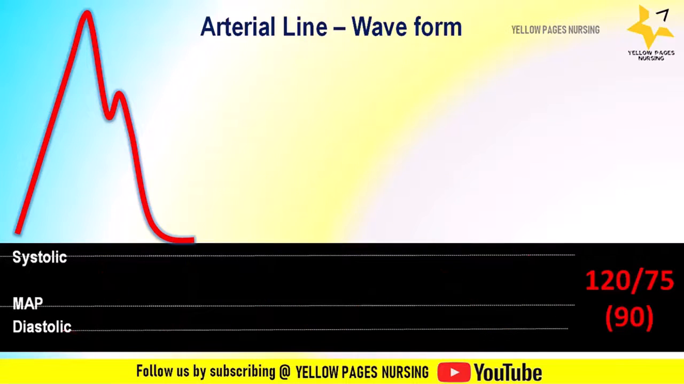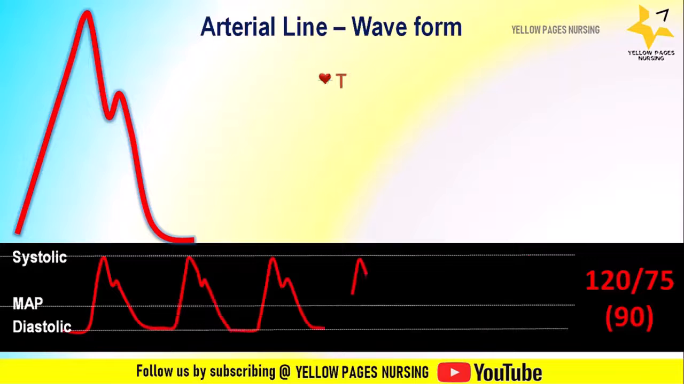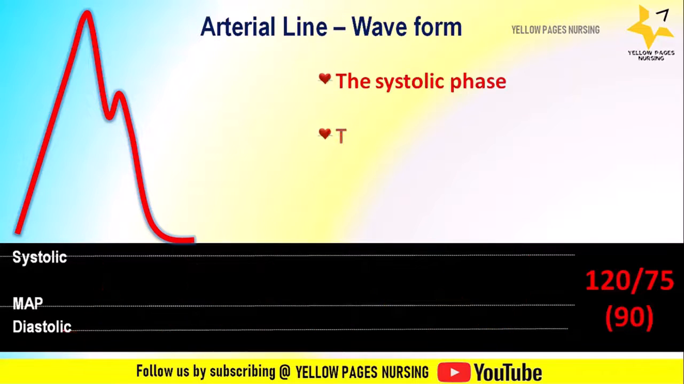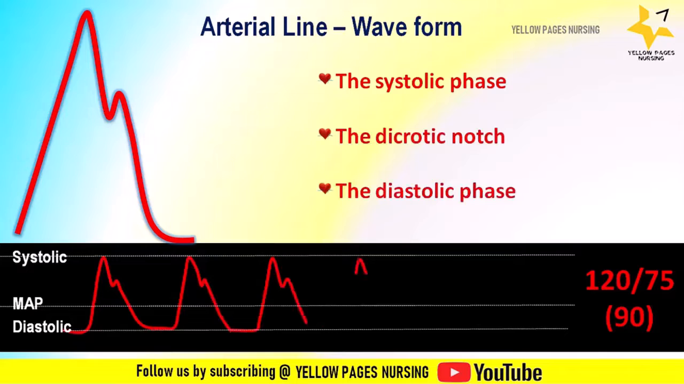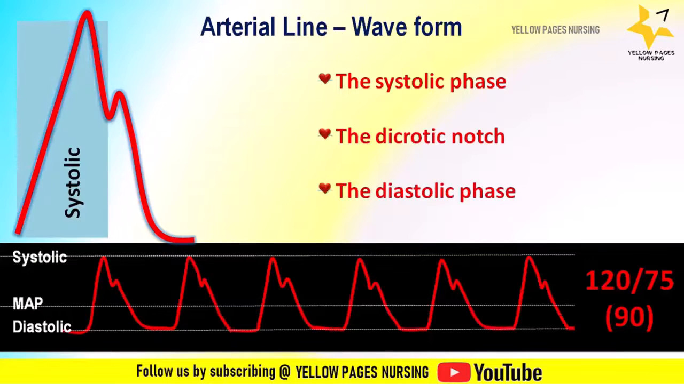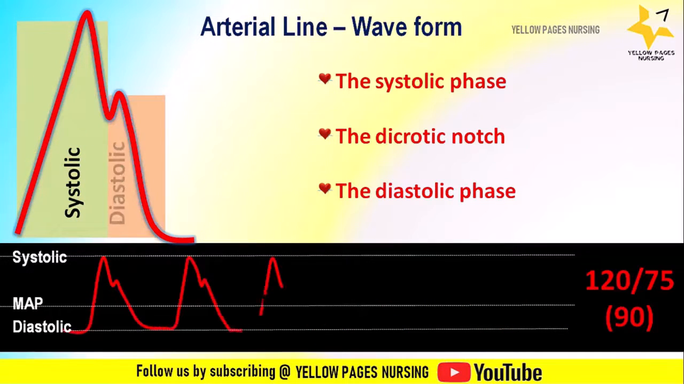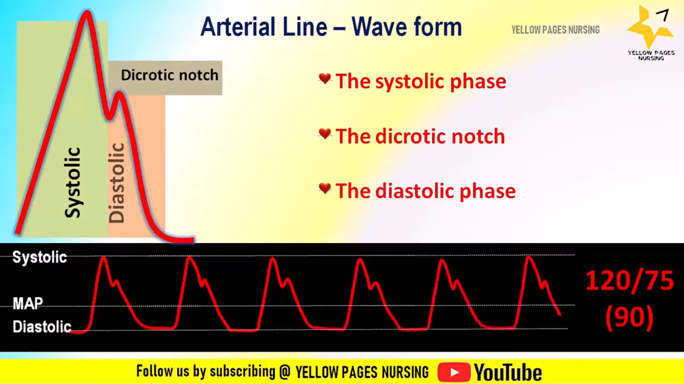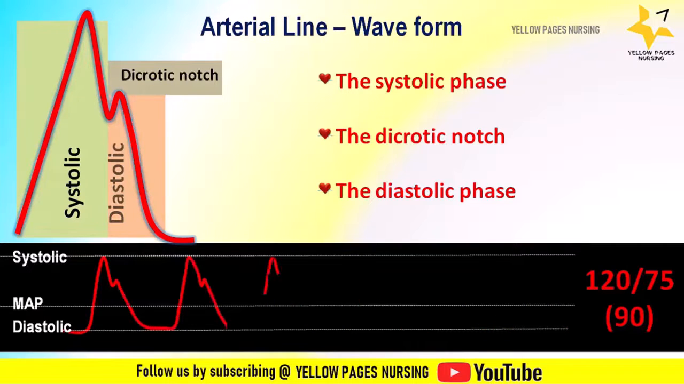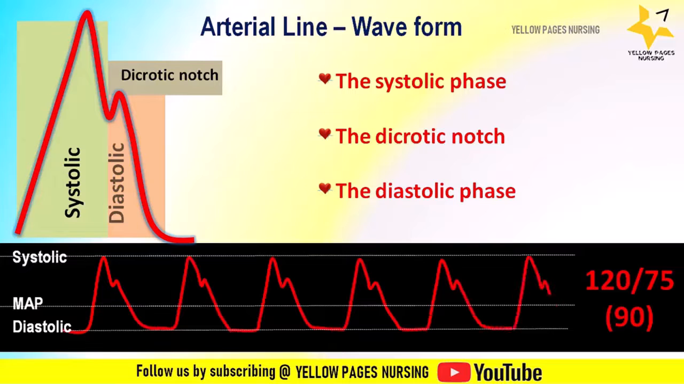Arterial line waveform has three distinct components: the systolic phase, the dicrotic notch, and the diastolic phase. The systolic phase is characterized by a rapid increase in pressure to a peak followed by a rapid decline. This phase begins with the opening of the aortic valve and corresponds to the left ventricular ejection. The dicrotic notch represents the closure of the aortic valve. The diastolic phase represents the runoff of blood into the peripheral circulation.